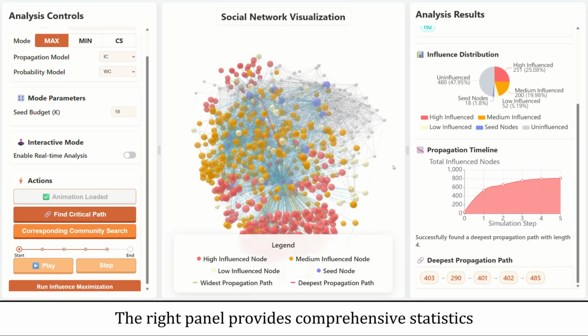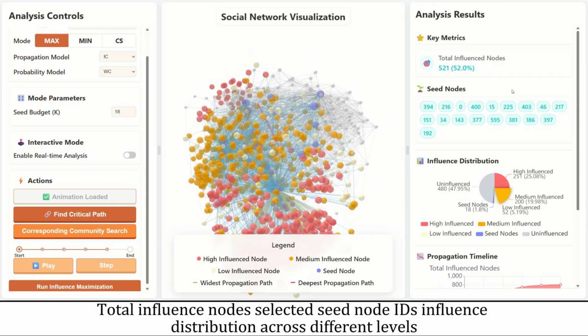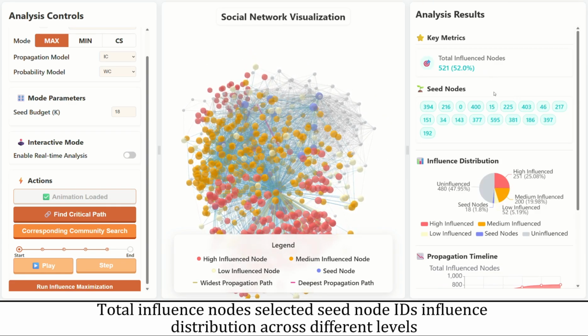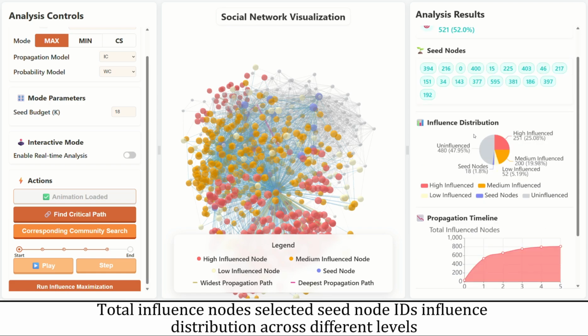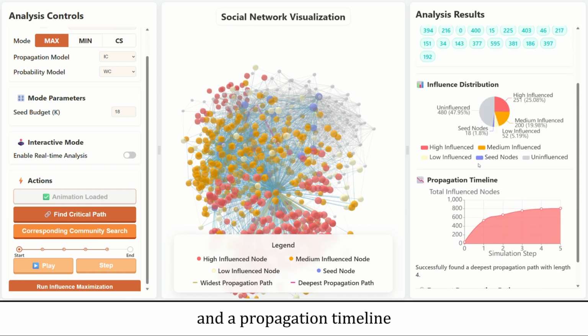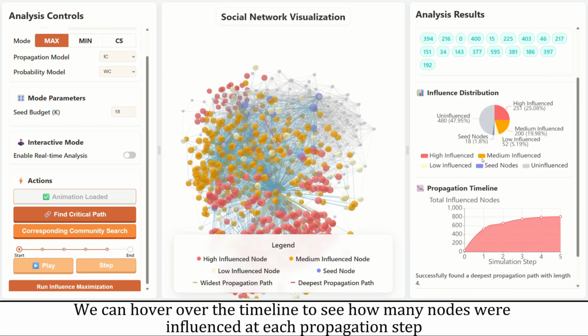The right panel provides comprehensive statistics: total influenced nodes, selected seed node IDs, influence distribution across different levels, and a propagation timeline. We can hover over the timeline to see how many nodes were influenced at each propagation step.